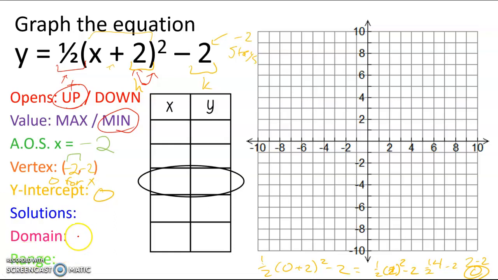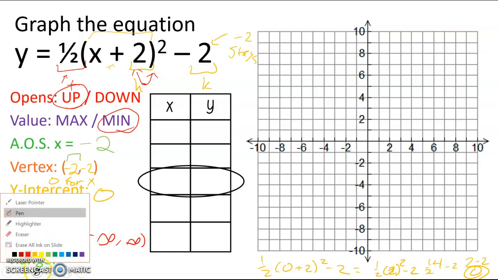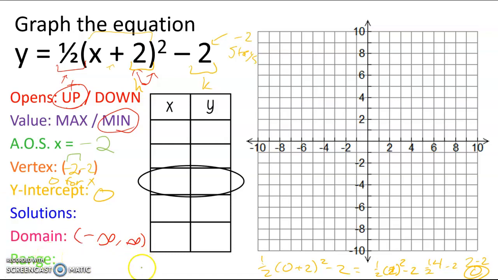Domain and range, skip solutions. I'm going to graph it first. Domain, still the same as we had in the last section, always negative infinity to infinity. Range, again, what I'm looking for with the range, up or down, and then the y value of the vertex. All right, so first, up or down?